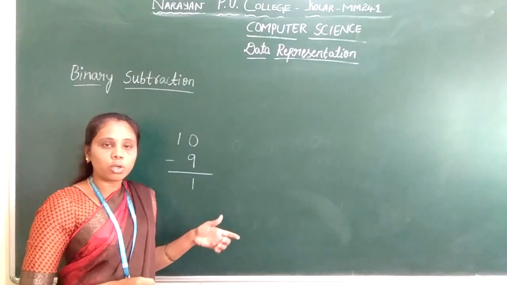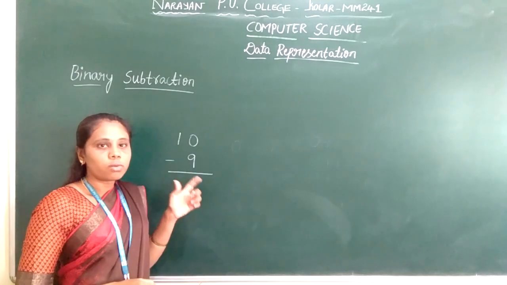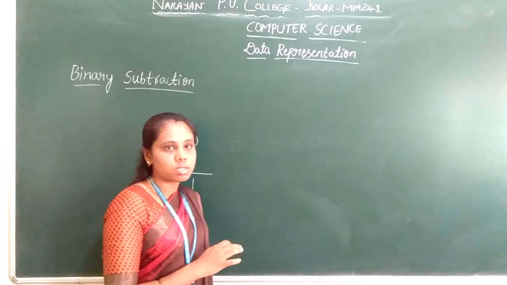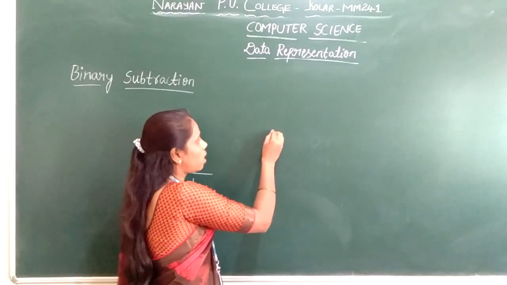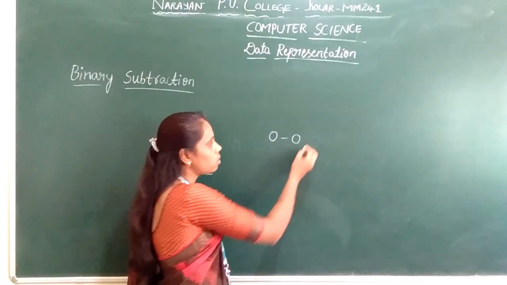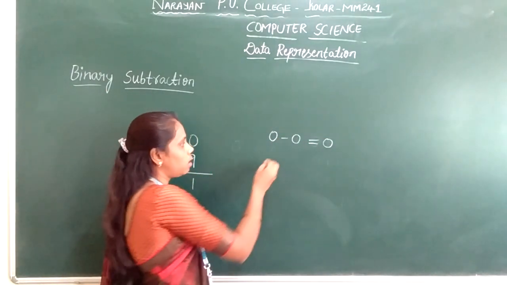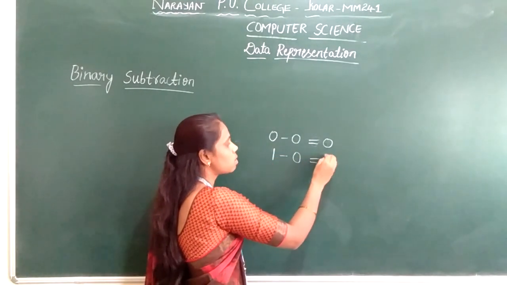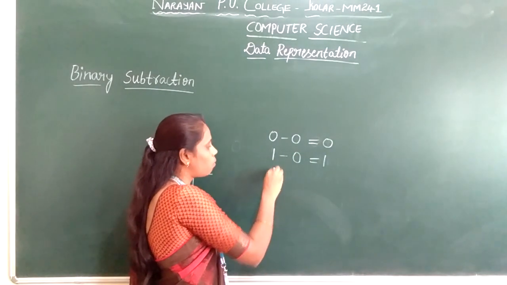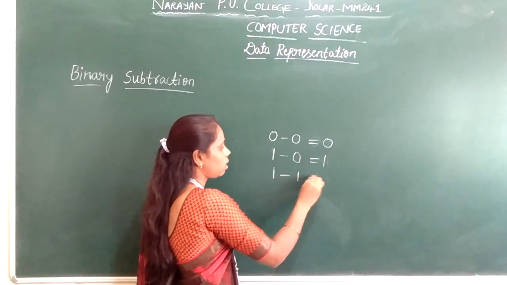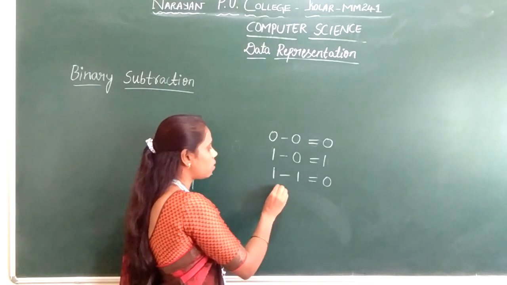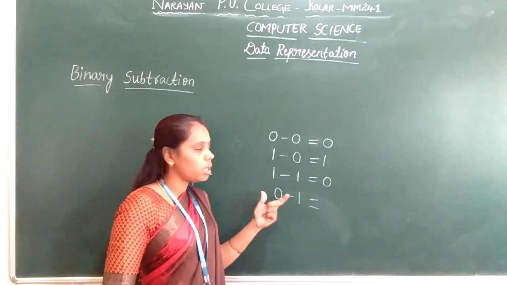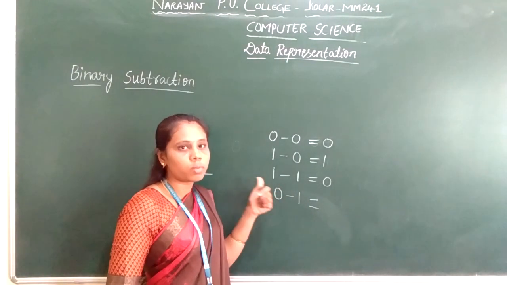In the same way, when we want to perform binary subtraction, we use 4 different rules, just as we discussed in binary addition. We have 0 minus 0 is equal to 0, 1 minus 0 is 1, and 1 minus 1 is 0. Next we have 0 minus 1. Here 1 cannot be subtracted from 0. In this situation you need to borrow 1 from the next higher digit.